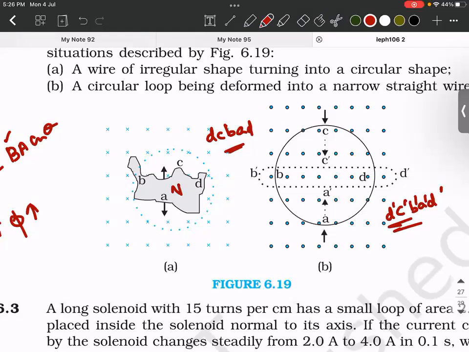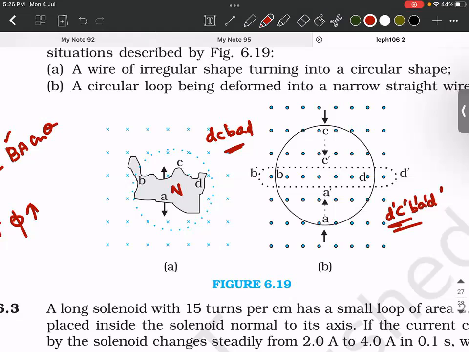So I hope you're clear with both the basic concepts related to this chapter. One is you need to know magnetic flux. If there is a change in magnetic flux taking place, there is going to be an EMF induced, and that induced EMF will cause an induced current. Till now, we tried to find out the direction of induced current.